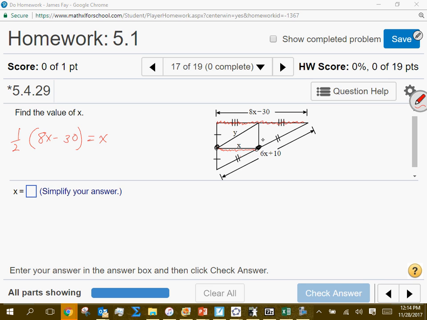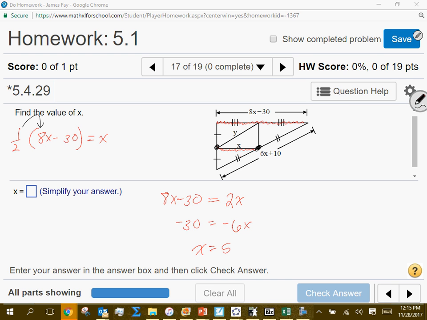Another way of saying it is that the third side, our 8x minus 30, is twice as big as the midsegment, so 2x. Okay, so either one of those equations is perfectly fine. Solving maybe this one down here, I subtract 8x from both sides, and I'll get negative 6x over here, negative 30 there, so x becomes 5. If I do the work up here in this equation, I should get the same answer.